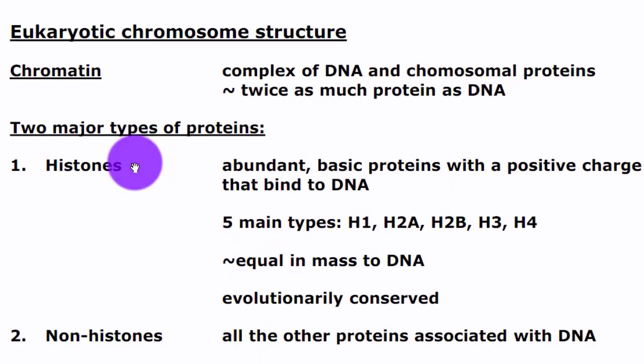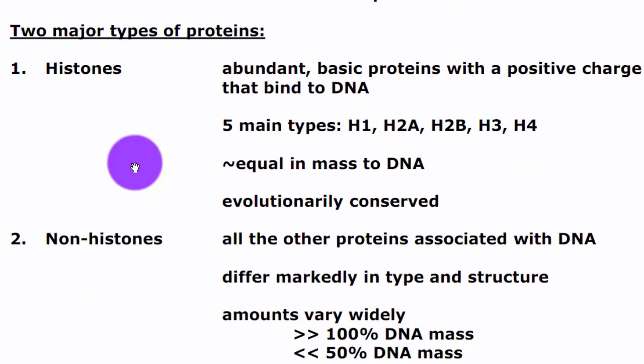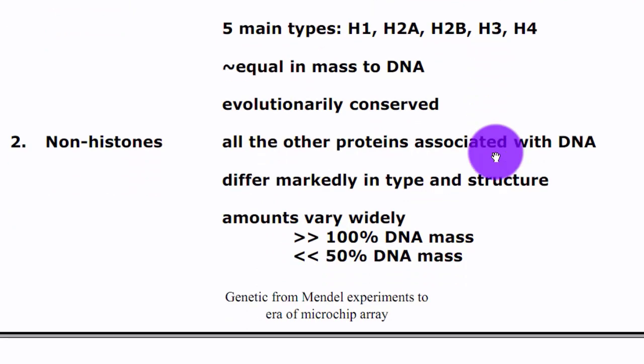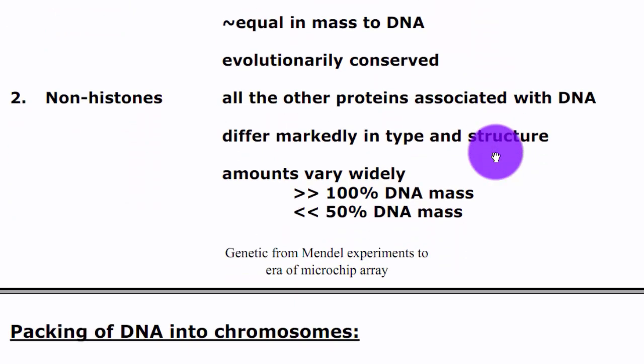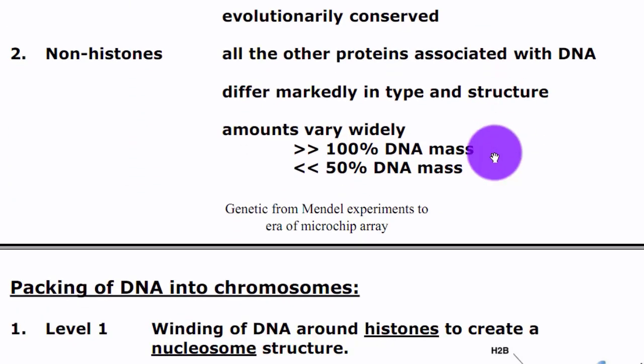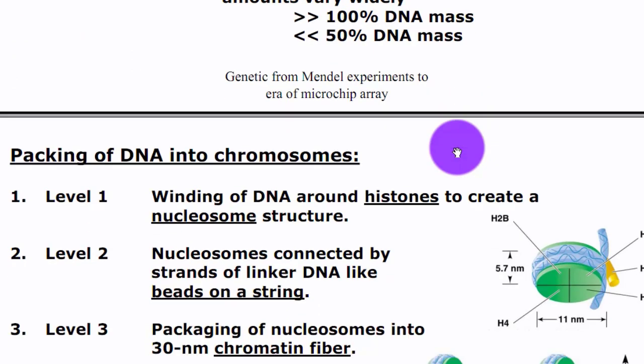Eukaryotic chromosome structure. Chromatin is a complex of DNA and chromosomal protein, with about as much protein as DNA. There are two major types of protein, histone and non-histone. Histones are abundant basic proteins with a positive charge that bind to DNA. There are 5 main types, H1, H2A, H2B, H3, and H4, equal in mass to DNA and evolutionarily conserved. Non-histone proteins are all the other proteins associated with DNA, which differ markedly in type and structure.